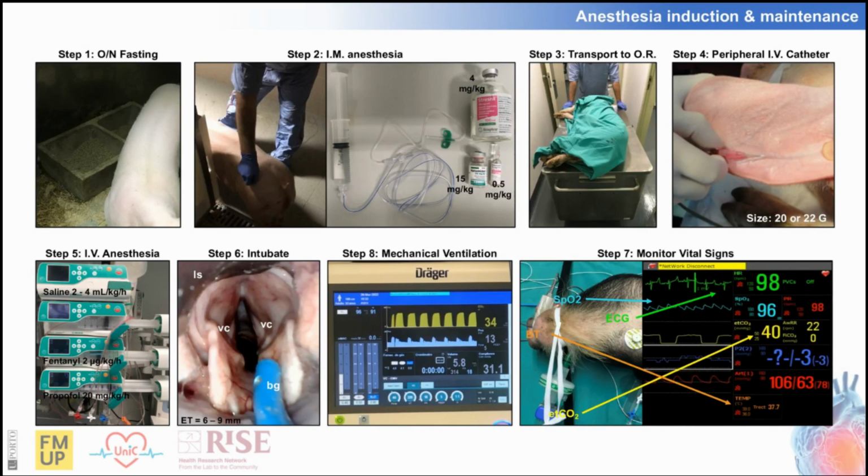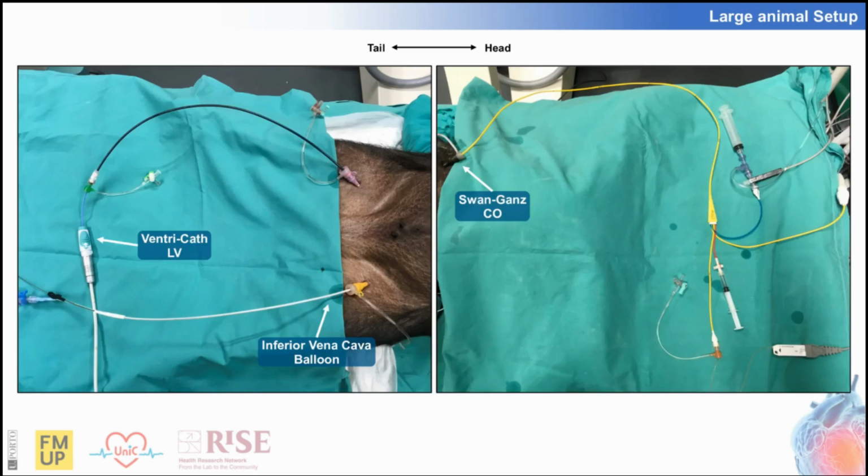Lastly, we attach electrodes to the animal to record ECG, place an oxygen saturation sensor in the ear or tongue, wherever the best signal is obtained, and we introduce an esophageal temperature probe. After this, we're ready to proceed to obtain our vascular accesses and catheterize the LV. So this is just an example of how the animal looks once fully catheterized for LV pressure volume recordings, with a PV catheter and IVC balloon through the femoral vessels and the Swan-Ganz through the jugular vein.